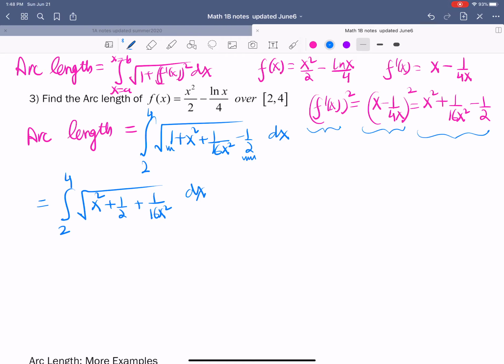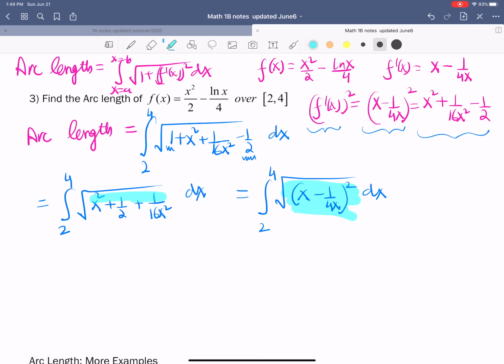If you realize the inside is a perfect square, so this is from 2 to 4, I have a perfect square lying in here, which is (x minus 1/(4x)) squared dx. If you FOIL this, you should get this back. So recognize this as a perfect square. It's a perfect square trinomial.